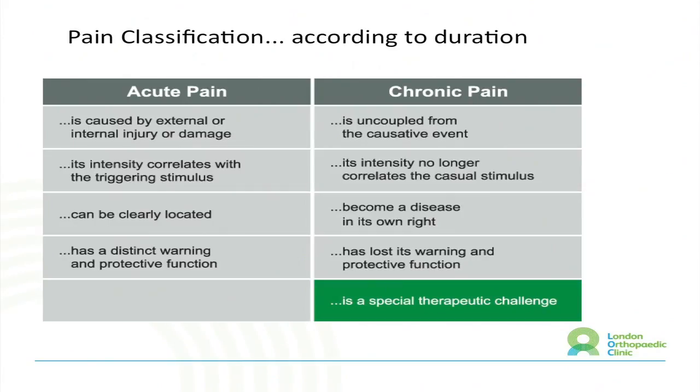Again, this is helpful just for your definition, and of course we tend to use this as a rough guide, and interestingly in chronic pain, we no longer see that the causative event is often there, it's uncoupled. The intensity no longer correlates with the stimulus, or the stimulus doesn't seem to be there, yet the pain is. And people do say it becomes a disease in its own right, but I think if it has a strong musculoskeletal cause, and there's causality there, we can then assign it to that. I think also quite important is there does come a time in these very, very long-standing pain patients where it no longer becomes a useful warning function. The pain is just uncoupled completely from the patient.